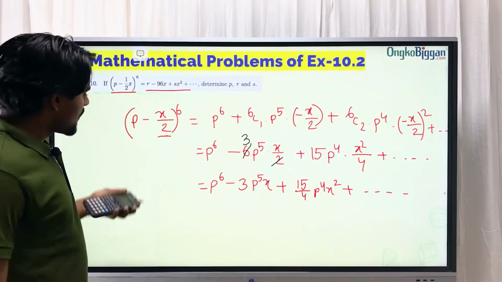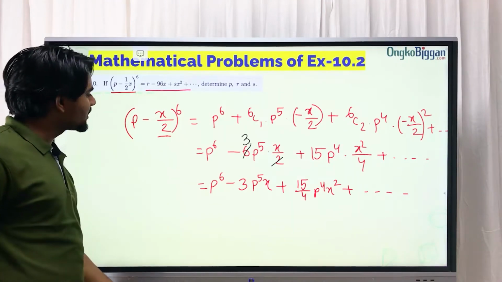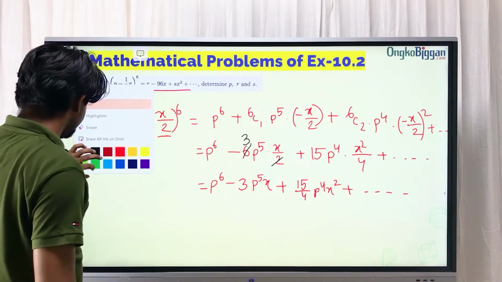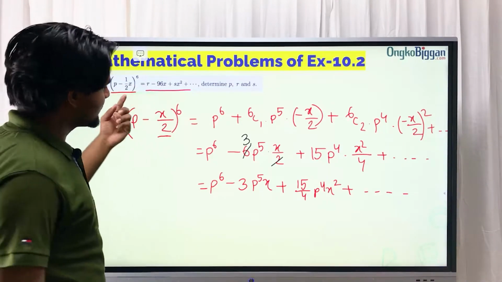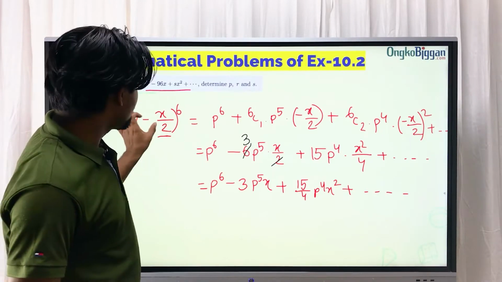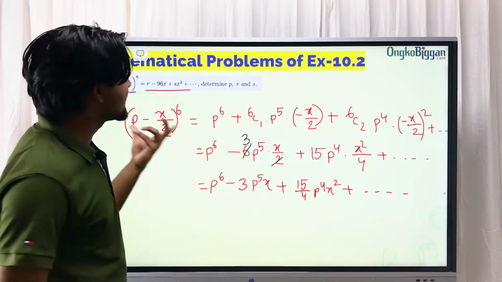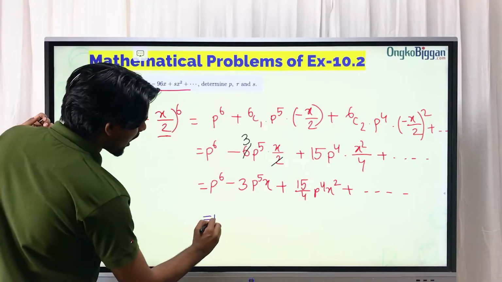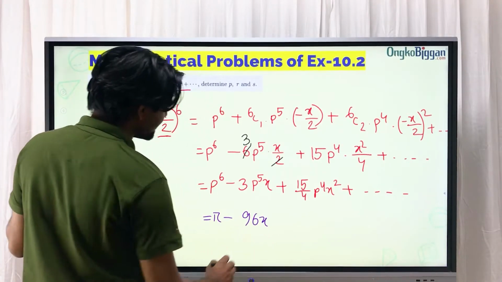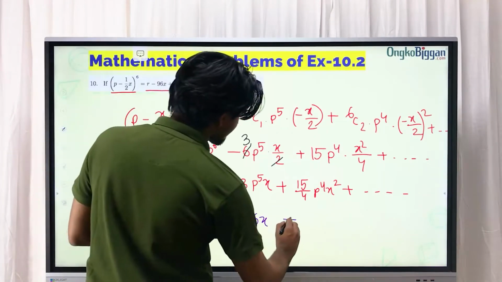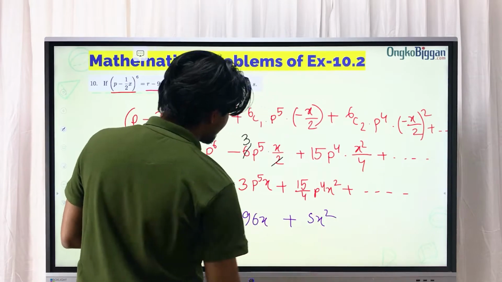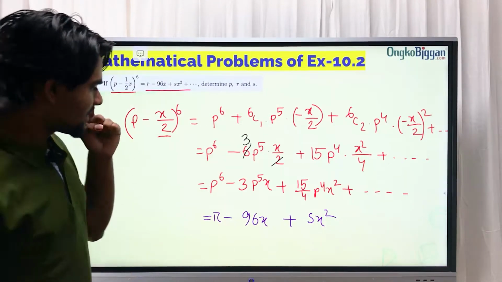So we have got the value of r directly because it is given in the question that the expansion of (p − x/2) to the power of 6 is actually equal to r minus 96x plus sx² plus dot dot dot.